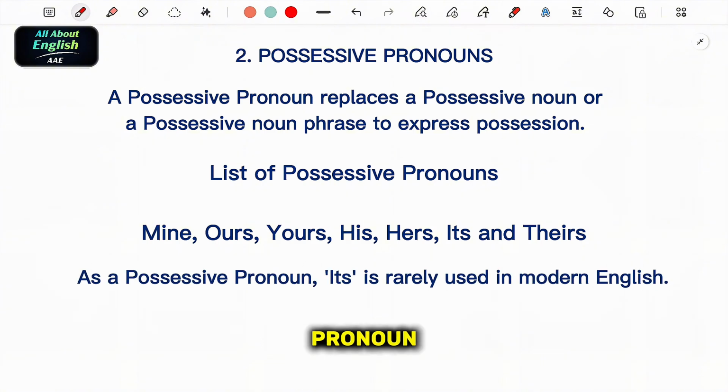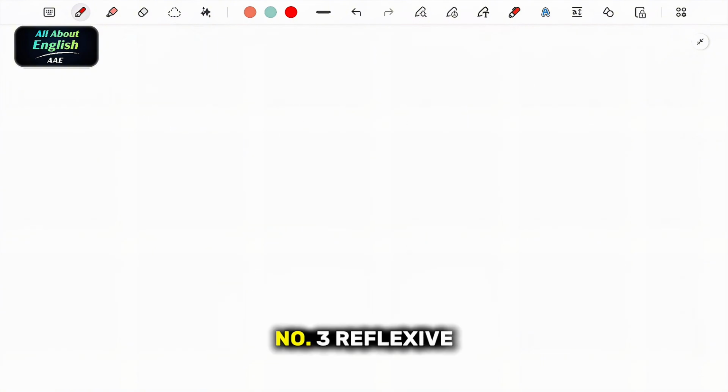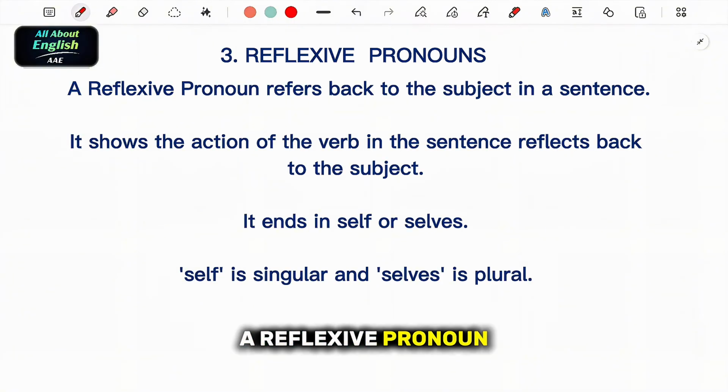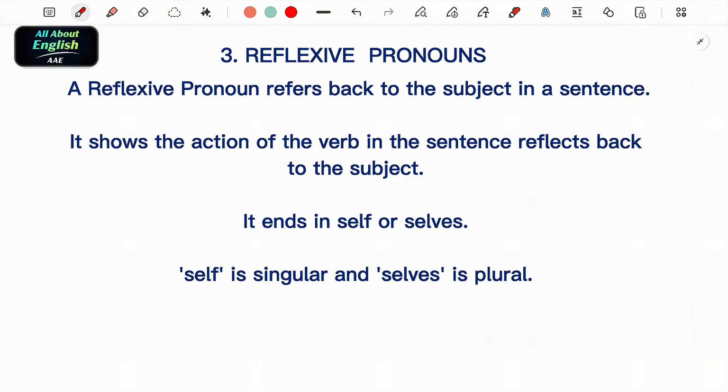As a possessive pronoun, its is rarely used in modern English. Number 3. Reflexive pronouns. A reflexive pronoun refers back to the subject of a sentence. It shows the action of the verb in the sentence reflects back to the subject. It ends in self or selves.